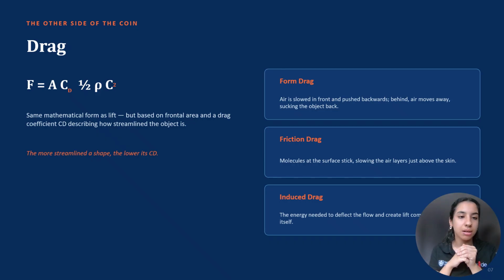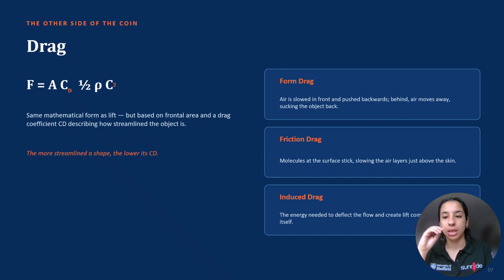Now we want to look at the formula for drag again. Force equals, so it's the same as lift, but the only thing that we changed is that A is not the surface area of the wing, it is actually the frontal area, okay? And then the coefficient is actually the coefficient of drag, okay? Coefficient of drag involves how streamlined the object is, okay?